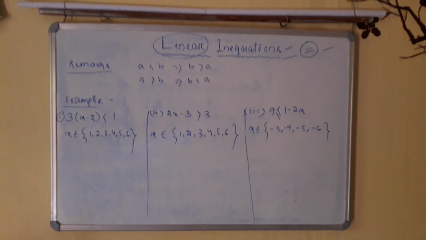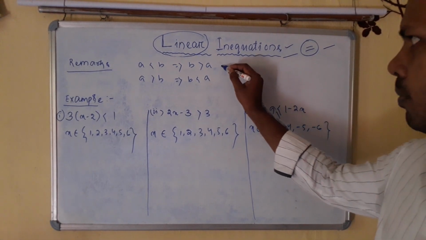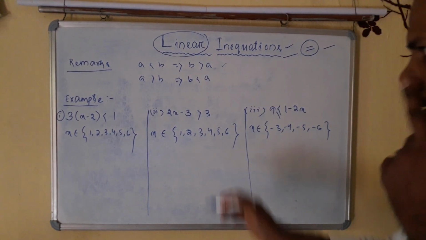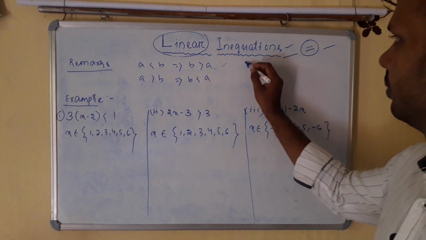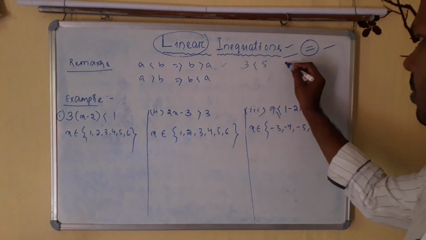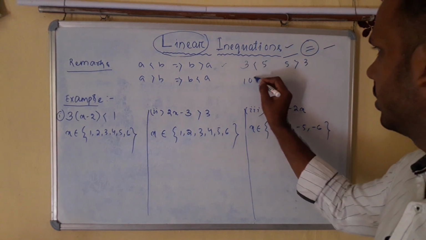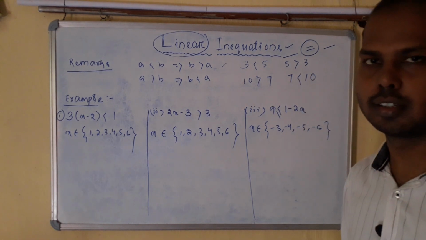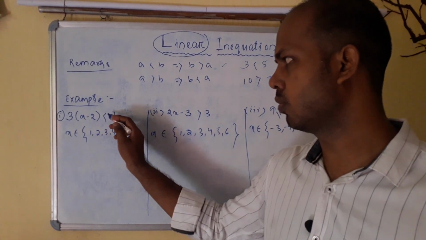So before going to the examples, let's discuss some remarks. Remarks means when a is less than b, we can say b is greater than a, and when a is greater than b, we can say b is less than a. For example, if I say 3 is less than 5, we can say 5 is greater than 3. Yes or no? Yes. And if 10 is greater than 7, that means 7 is less than 10. Yes or no? Yes.